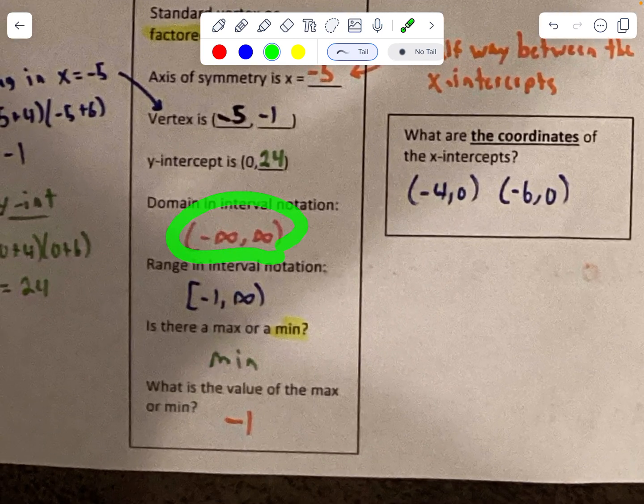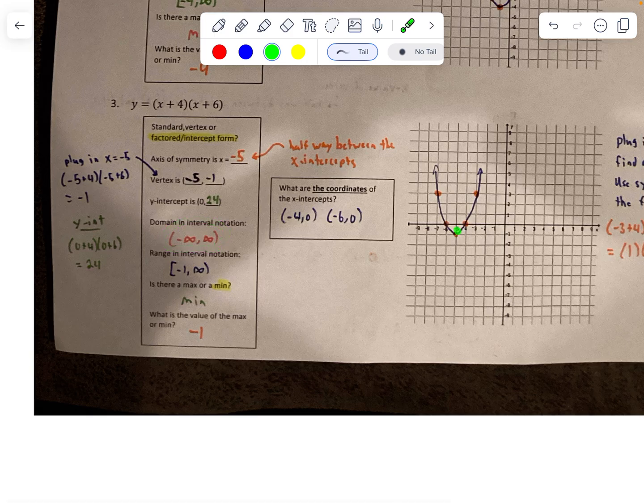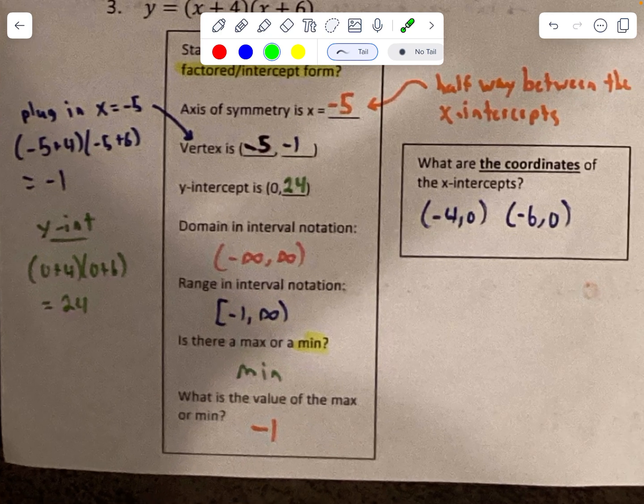Domain, once again, is -infinity to infinity. This parabola is opening up, so we have a minimum. The minimum value is -1, which is the y value of the vertex. And our range, therefore, goes from -1 to infinity. Remember, on all these, all numbers that are in domain or range will be inclusive and never inclusive on infinity or -infinity.